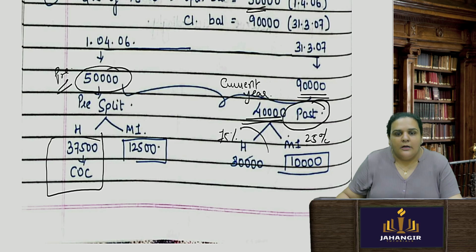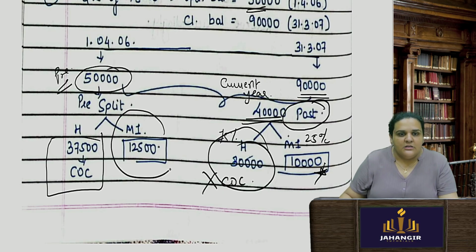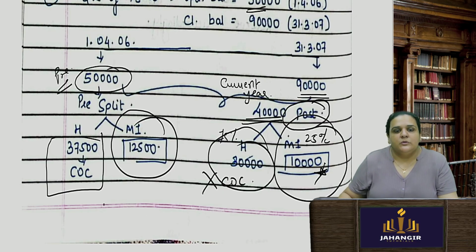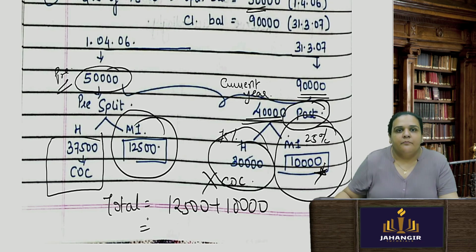But this will not be taken in the calculation of cost of control. This will directly go in the P&L account of H Limited, because it is a post profit. It's a normal profit earned by the holding company. But minority interest share will be taken into consideration. So for minority interest, I will take this pre also and I'll take this post also. So total will be 12,500 plus 10,000. This will be my minority interest share in pre and post P&L.